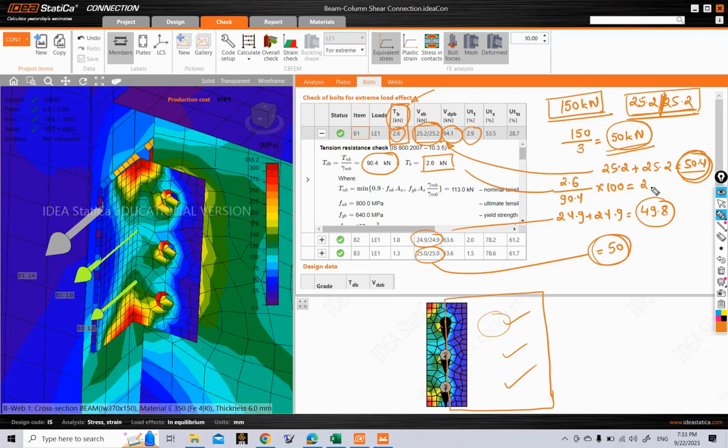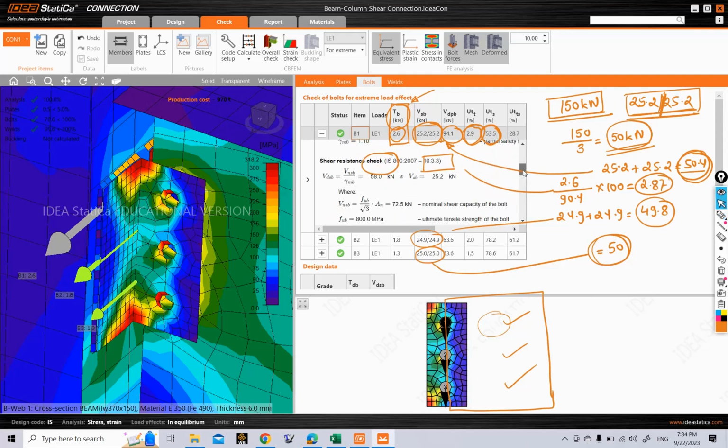So you get this to be 2.87, which is nearly equal to this utilization ratio of 2.9. Similarly in shear, what do you get? If you look at the detailed calculation below, here you can see that the utilization ratio in shear is 53.5%. If you want to look at the detailed calculation, just go down and you can see here.